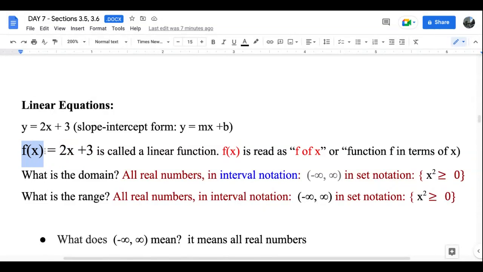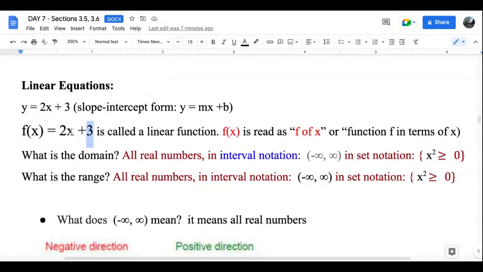So you see f of x is a function in terms of x. X is a variable. 2 is a scalar, 3 is a constant. So what is the domain of this function? Which means what can the x value be? It can be any real number.